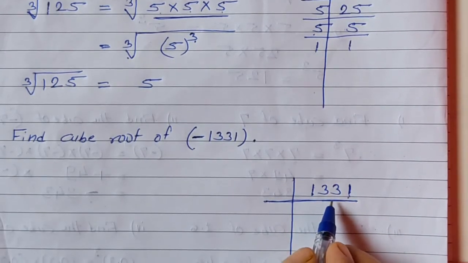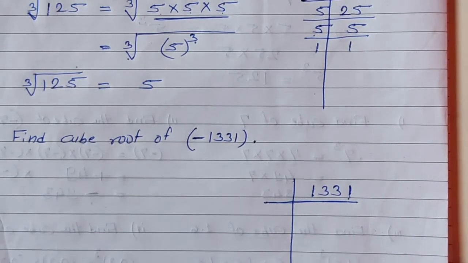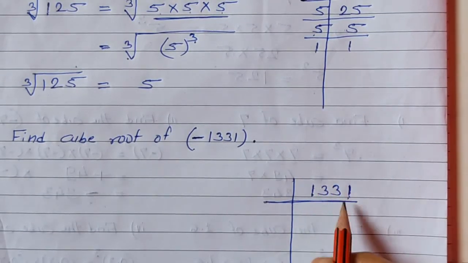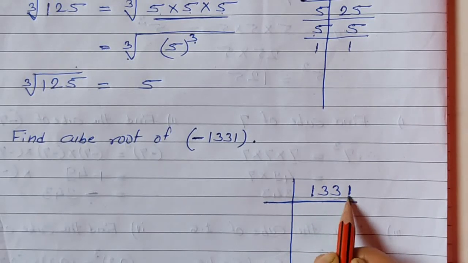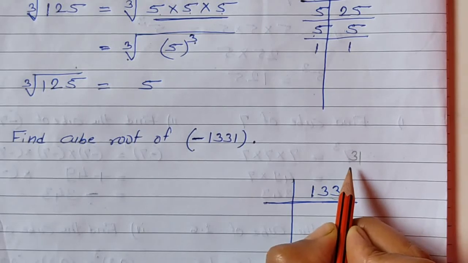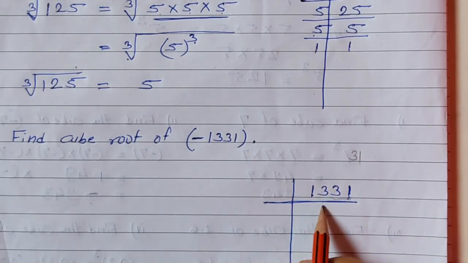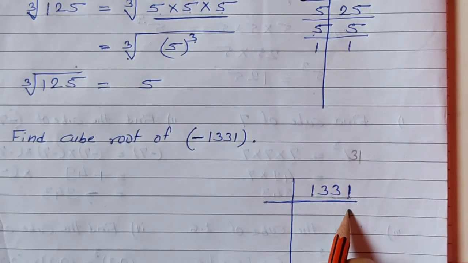Again use the test of 4. You know, if the number at the last two places, that is the unit and tens place, that is 31, is divisible by 4 or not? No, it is not completely divisible by 4. So obviously this number is also not divisible by 4.